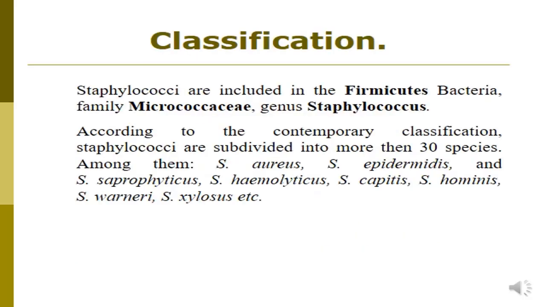The Staphylococci, which you studied previously, are included in the Firmicutes bacteria within the family Micrococcaceae and the genus Staphylococcus, which involves three important species: aureus, epidermidis, and saprophyticus. According to the contemporary classification, Staphylococci are subdivided into more than 30 species. Among them, Staphylococcus aureus, Staph epidermidis, and Staph saprophyticus, in addition to Staph haemolyticus, capitis, hominis, warneri, and xylosus, and others.